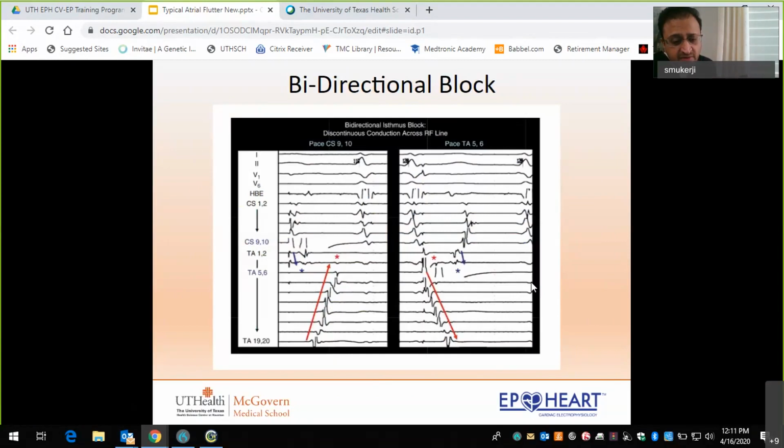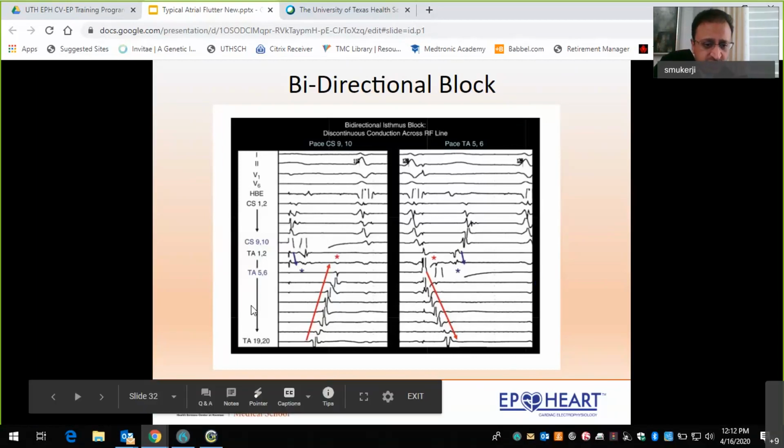I've drawn a line, and I'm making sure that my line is blocked when I'm pacing from both aspects, from the CS and from my ablator. So imagine two points. One is the CS, proximal CS, and the other is the ablator. So I put my ablator on one side of the line.